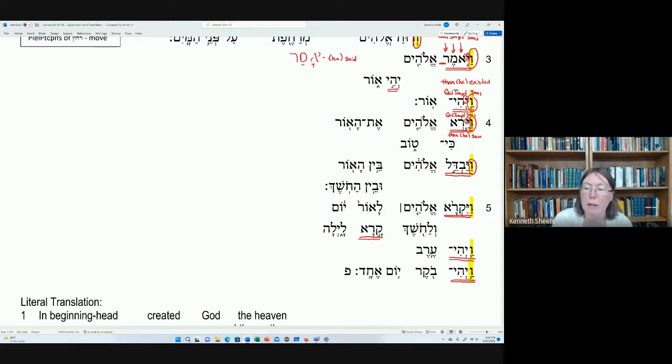There's no U class vowel at the end, so this is going to be singular. So imperfect, third masculine singular. Oh, I've not put the stem on this one yet. The reason for that being, notice the pointing of the imperfect preformative here. Instead of having a hireq underneath it, it has a patach.